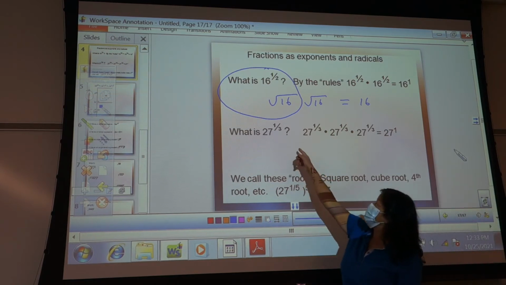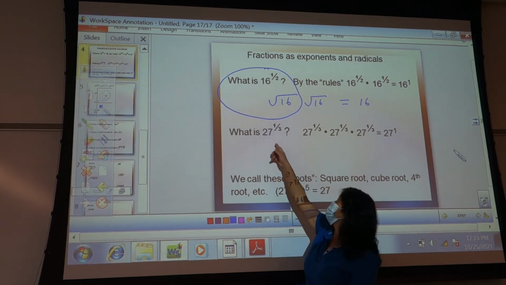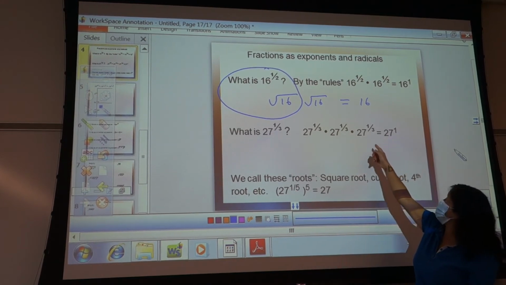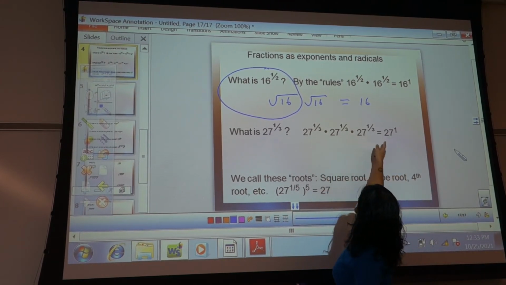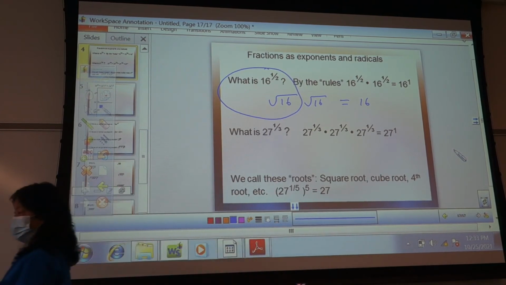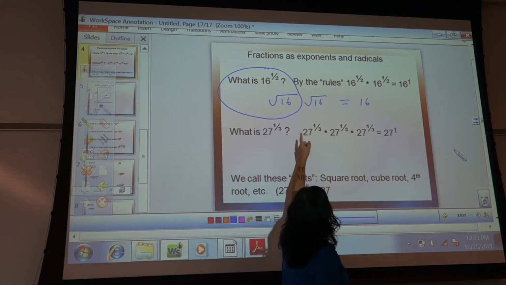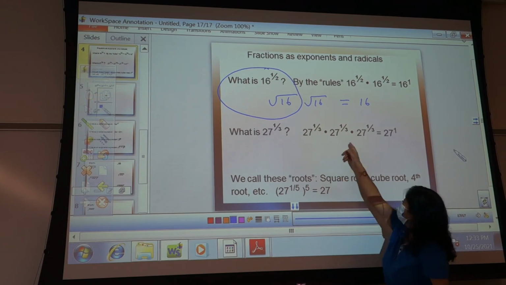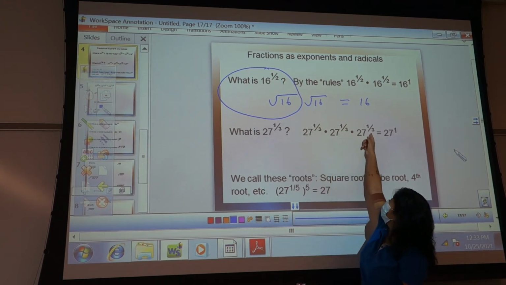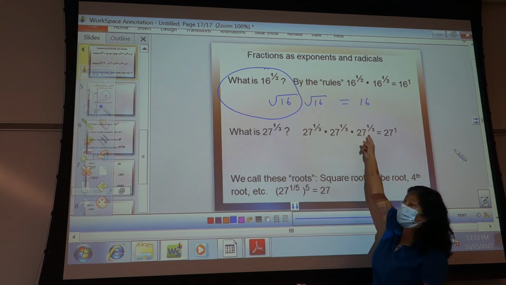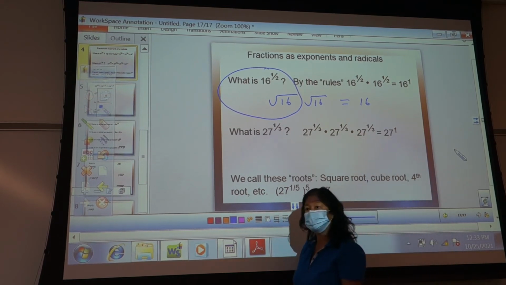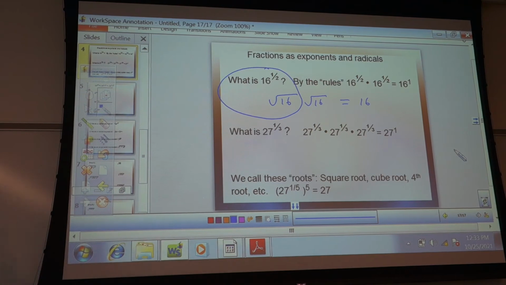This is the number that multiplied by itself 3 times gives me 27. So it takes 3 of them multiplied together to get to 27. Oh, you're looking at the denominator. Right. 27 to the 1/3, and you multiply it by itself 3 times. Remember, when you multiply the same bases, you add the exponents. So 1/3 plus another third plus another third. I have 3/3. I have one whole. So if it was a fourth, it'd be 4 times. Exactly.